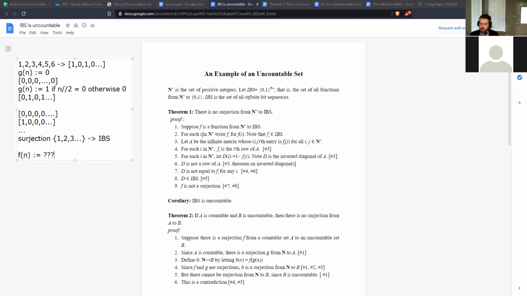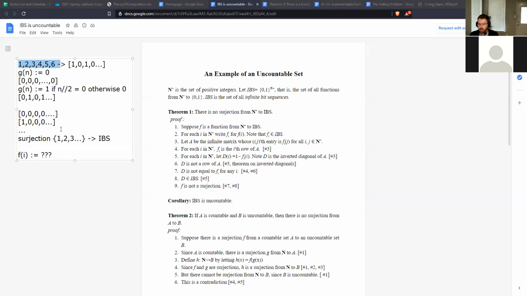So for each positive integer, we're going to write the ith sequence as f of i. That's just using i instead of n. Okay. That means it's kind of what I've been listing out here. So g of 2 would be g sub 2. Note that every instance of this, g sub 2, is part of our set of all functions.